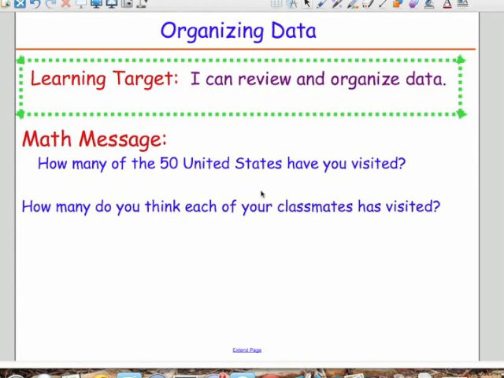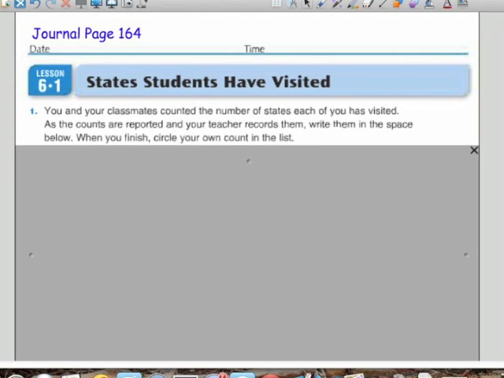Now I want you to think about how many do you think each of your classmates have visited? Do you think it's the same as you? Or do you think some are more and some might be less? Well, I have created some data. If you turn to page 164, it'll look like this.